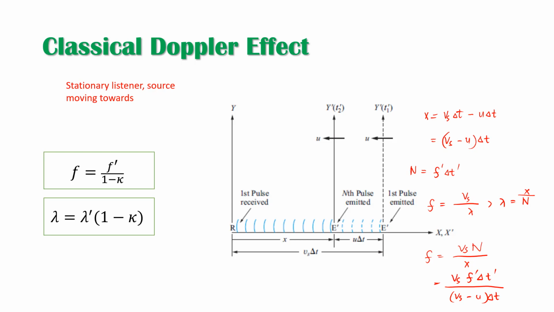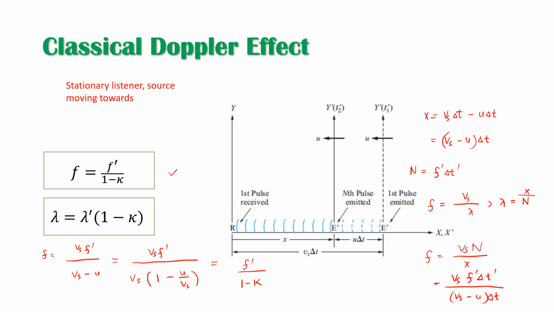And using our Galilean transformation for time, delta t is just equal to delta t prime. So we can just write frequency is equal to v sub s times f prime over v sub s minus u. Or we can write this as v sub s times f prime, and then we take out v sub s in the denominator, so we are left with 1 minus u over v sub s. And then we cancel v sub s out. So we have f prime over 1 minus kappa. So this is our expression for f.